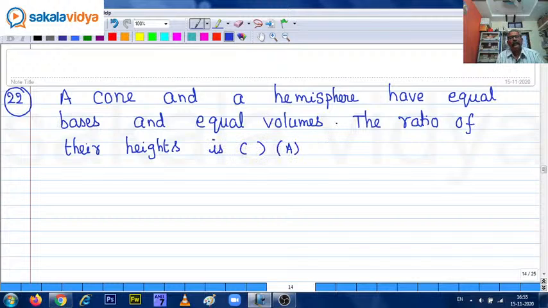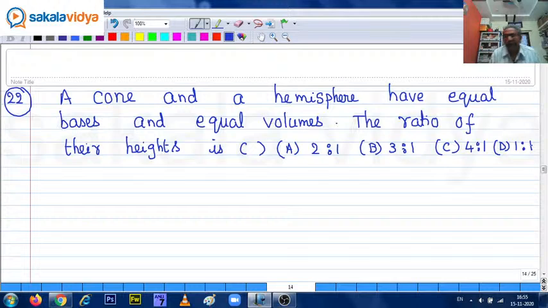A 2:1, B 3:1, C 4:1, D 1:1. That means heights are equal, 1:1.